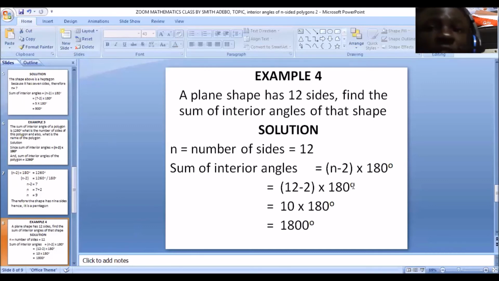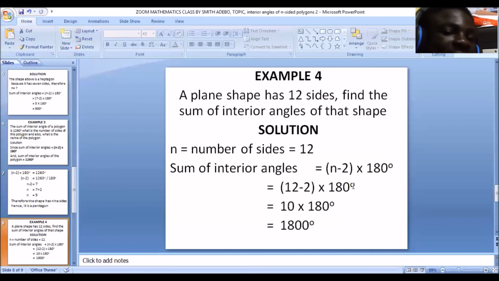A plane shape has 12 sides, sorry. Now find the sum of interior angles of a plane shape with 12 sides. Now n equals the number of sides. The sum of interior angles is direct, similar to the ones we've solved. N equals 12, so it is 12 minus 2 times 180 degrees.